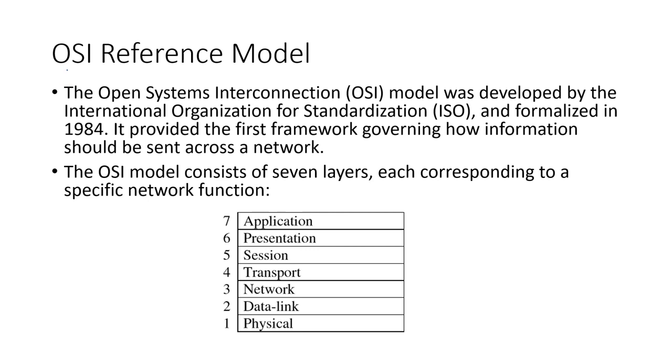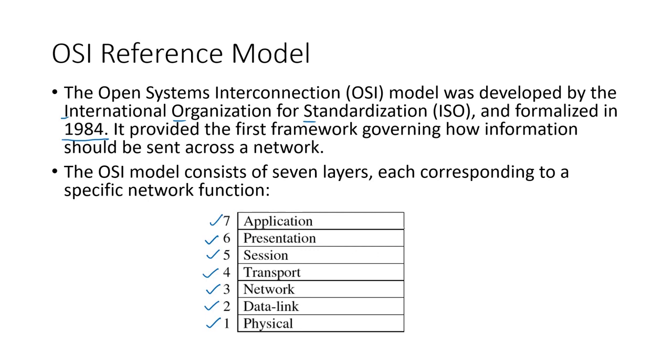Fine, let's get into OSI. OSI means Open System Interconnection. This model was developed by ISO, the International Organization for Standardization, in 1984. They first provided this as a framework for governing the entire network. OSI has 7 layers in total. Layer 1 is the physical layer, layer 2 is the data link layer, layer 3 is the network layer, layer 4 is the transport layer, layer 5 is session, layer 6 is presentation, and layer 7 is the application layer.